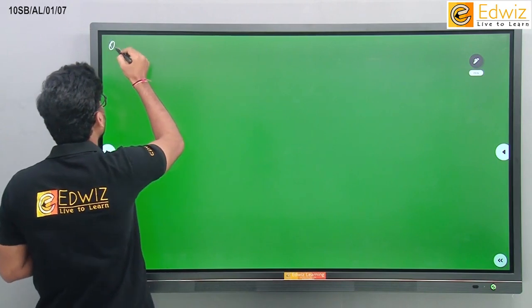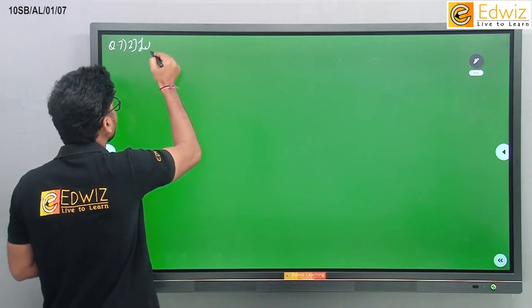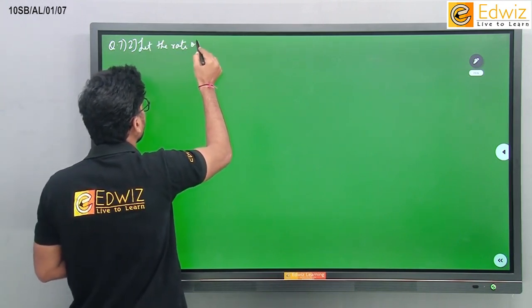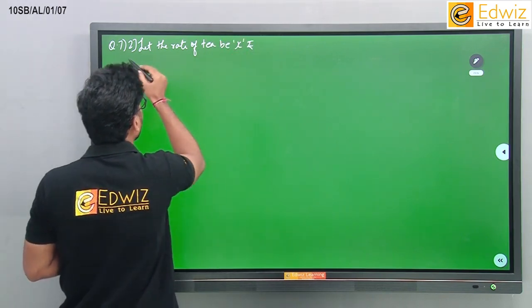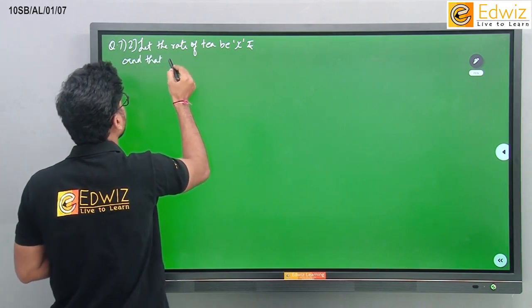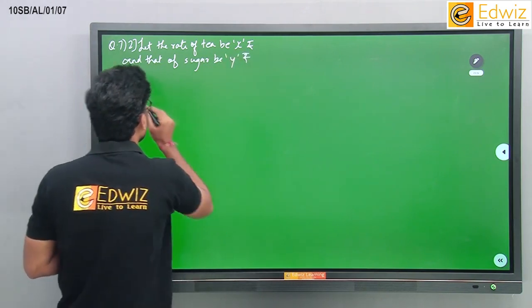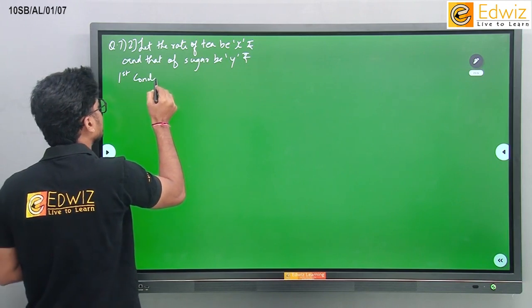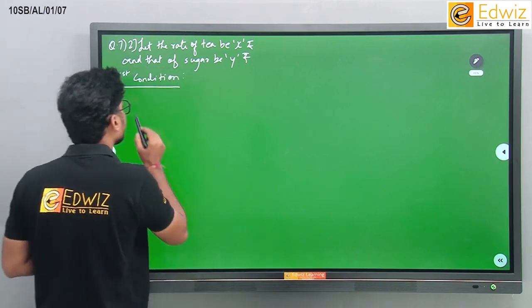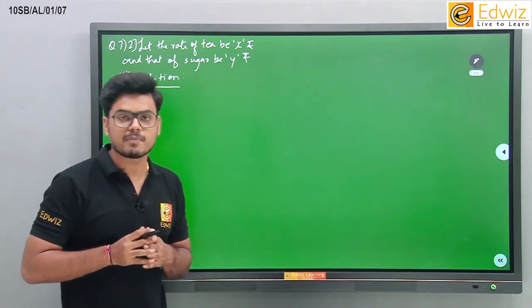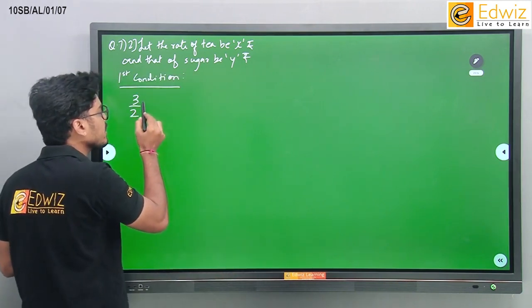So what we will assume here in question number 7, second sub-question, which is a word problem. Okay, let the rate of tea be x rupees and that of sugar be y rupees. So the first condition says that she is buying 1.5 kg of tea. Okay, 1.5 kg is how much? If I change it to a mixed fraction, it is 3/2, correct? So 3/2 into x.